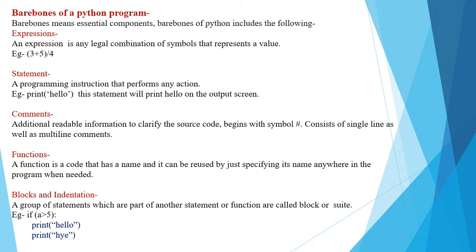Okay, so here you can see that a group of statements which are a part of another statement or function are called a block or suite. If you are writing an example, suppose if a is greater than 5 colon, you can see we have indented the lines print hello and print hi. So actually print hello and print hi are creating a block. If a is greater than 5, it has these two statements, print hello and print hi, and these three lines are going to create a block in a separate Python program.